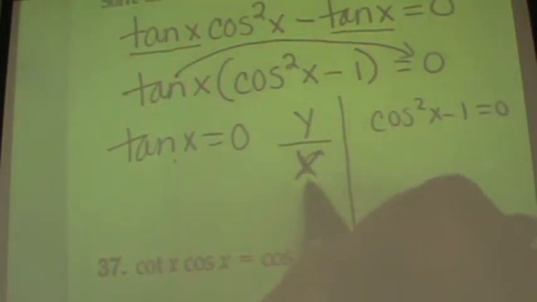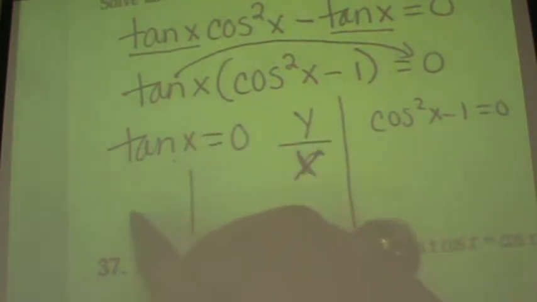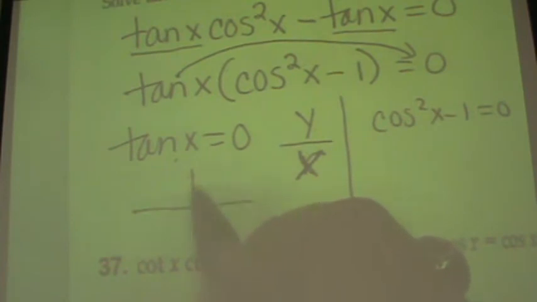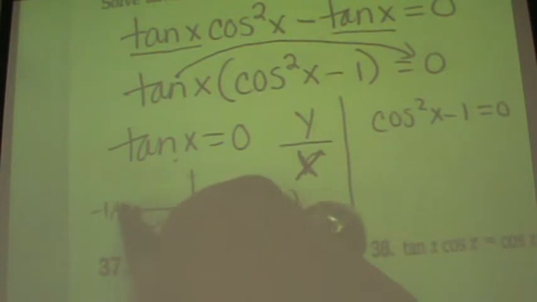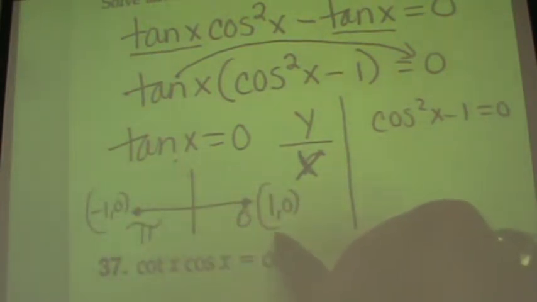Y over x. Where do you get a 0 over 1? I know here and here it's undefined. It's 0 here and here, 0 and pi. Because this is 1, 0, and this is negative 1, 0. And in both places, the tangent will be 0.